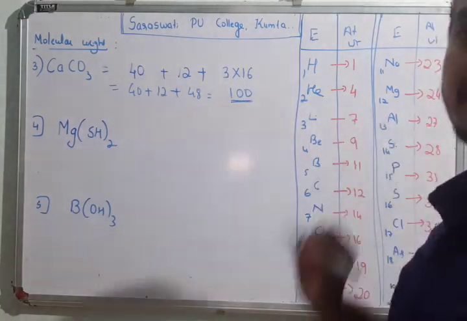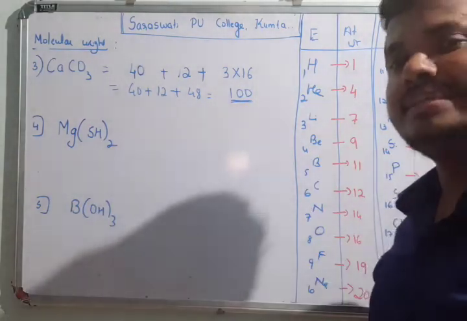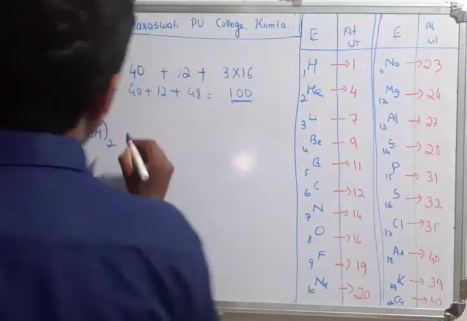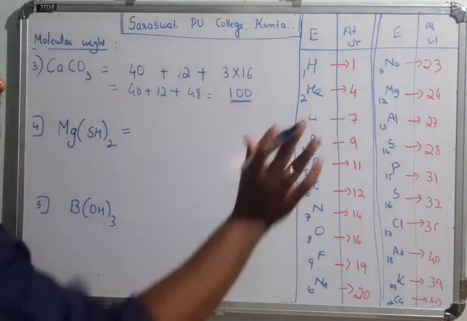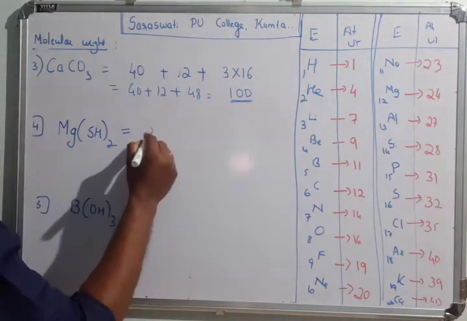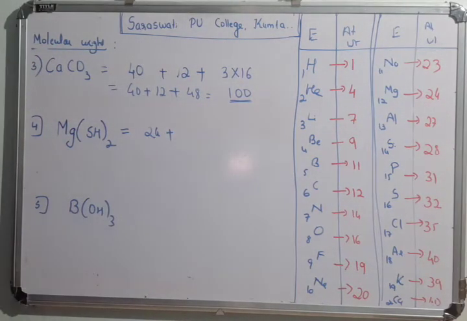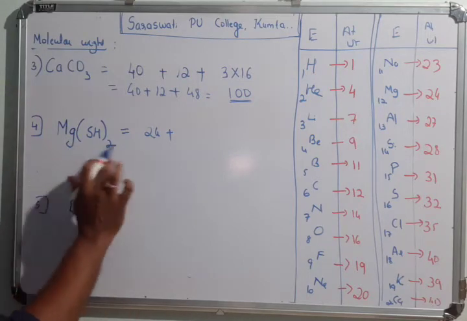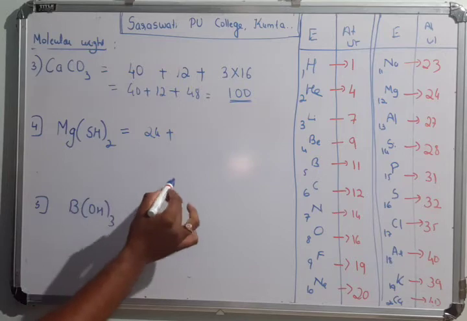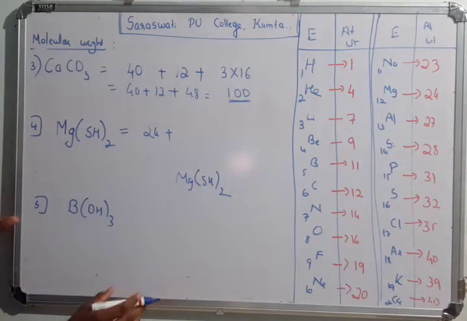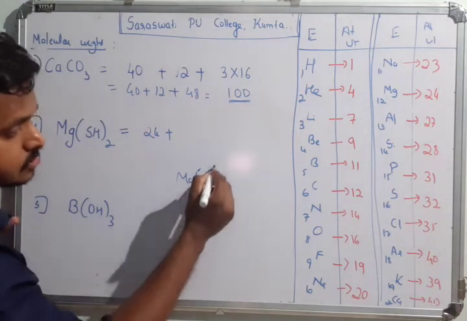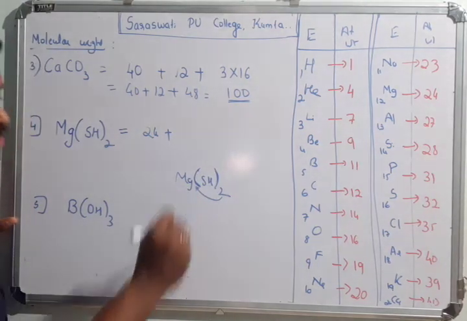Got it? Now let's go for this one, which is a little different, where there is only one Mg, so no hesitation in writing it. So the Mg mass is 24. Plus, now what to do? Now there's a bracket here, right? And whenever there's a bracket, remember, whenever you are getting a number, here SH twice is there. What it indicates is that this whole unit should be multiplied by 2.